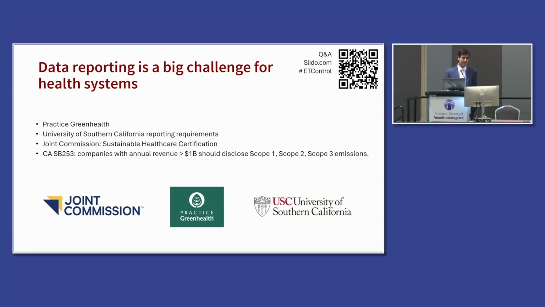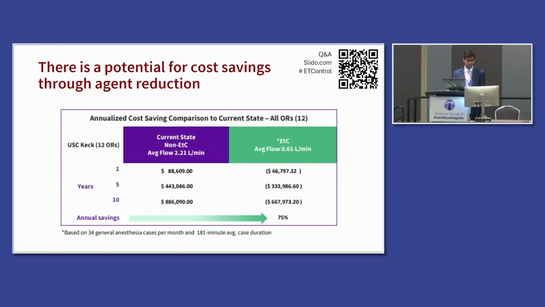If you want to get the Sustainable Healthcare Certification through Joint Commission, you need to be able to report emissions data. And at least in California, there's a Senate bill. I don't know if it will pass or not, but at least it helps tell you what direction California is going, potentially having companies with high revenue report on Scope 1, Scope 2, Scope 3 emissions, and using anesthesia gases falls under Scope 1.